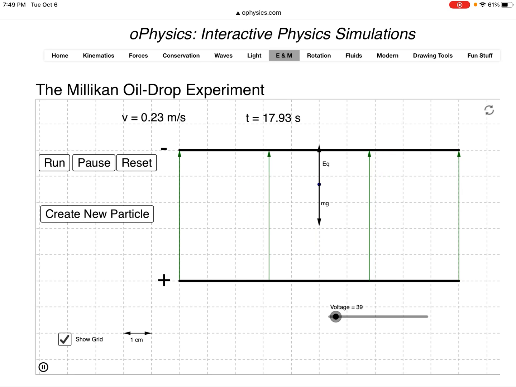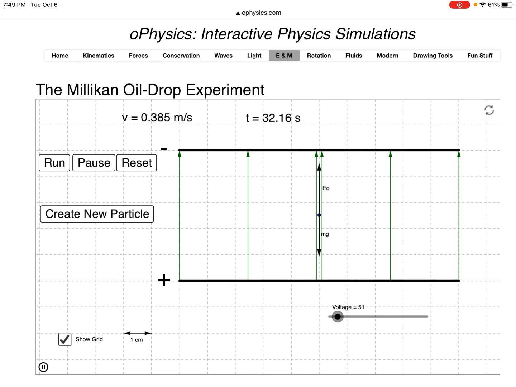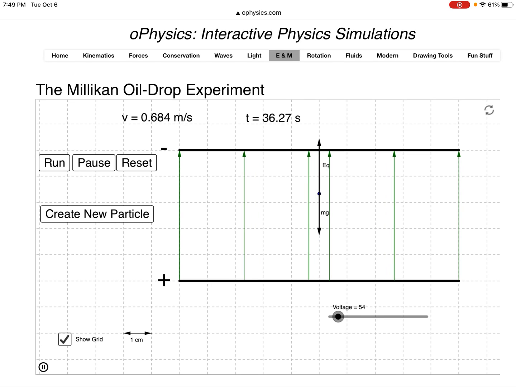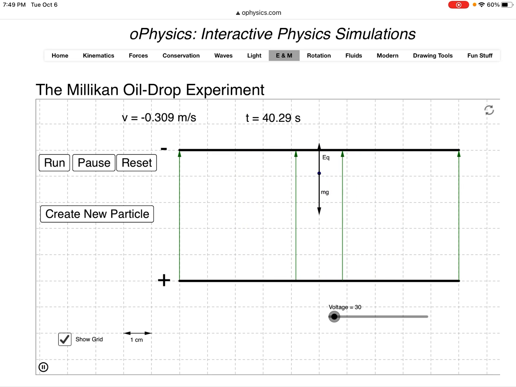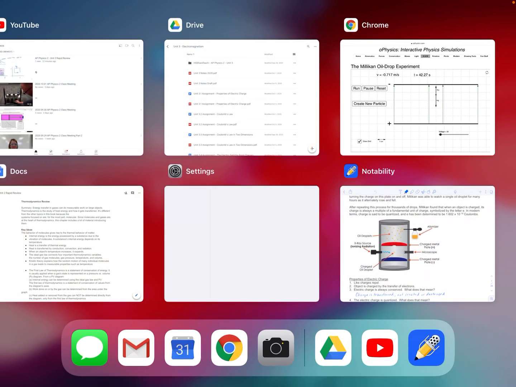Well, you can imagine the tedium Robert Millikan went through to try to balance these charges. And he would record the voltage, and from the voltage, he could figure out the magnitude of the electric field, which is another thing we'll talk about. And he knew the approximate weight of each droplet, and he could use that to figure out the charge on the particle. Okay, so that's just a little simulation you can try. Again, it's at ophysics.com.